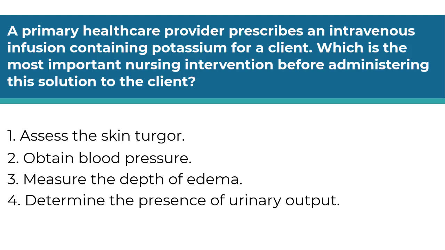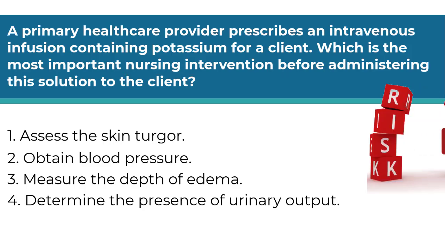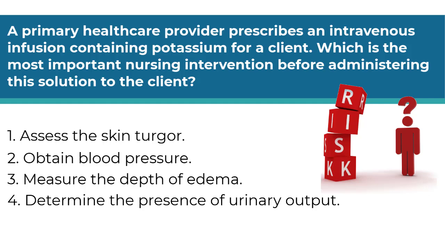This is an analysis question in the assessment phase of the nursing process. The nursing intervention is data gathering. Refer to pathology to determine what assessment could show a possible risk for giving the potassium infusion. Read the answers again and pick the one that fits the correct assessment. Number 1, assess the skin turgor. Number 2, obtain blood pressure. Number 3, measure the depth of edema. Number 4, determine the presence of urinary output.